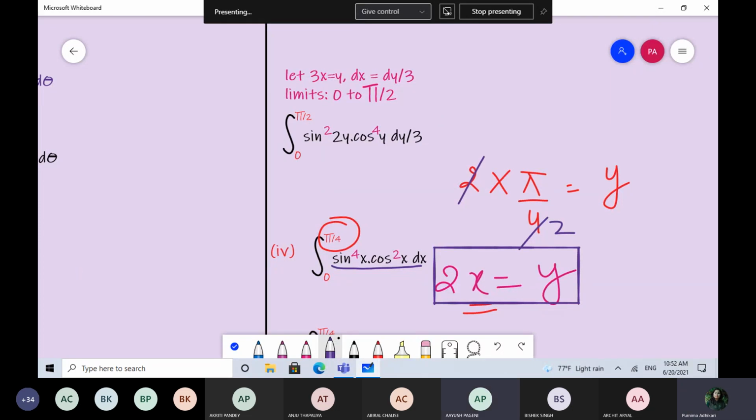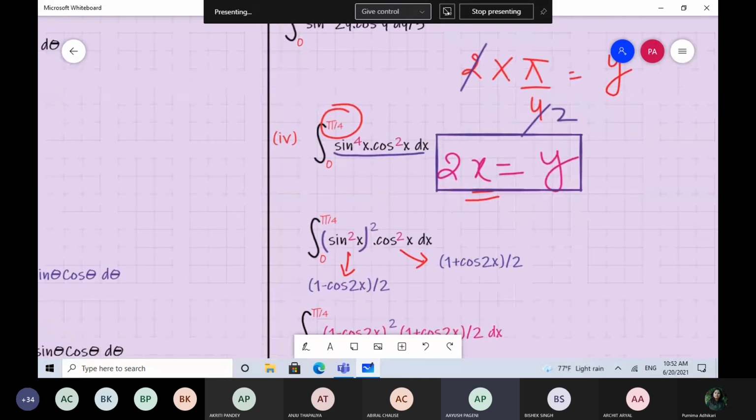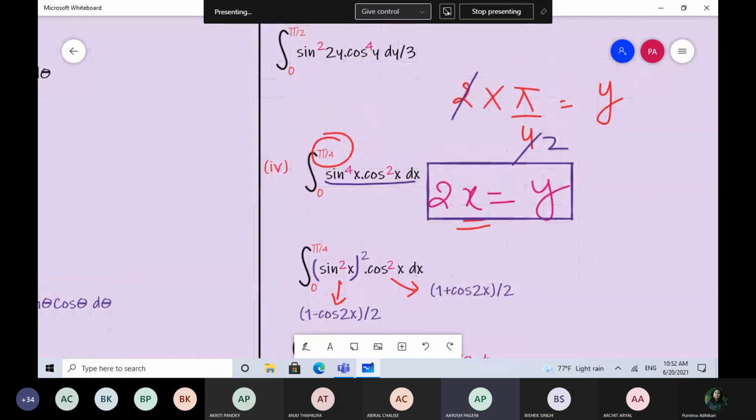Using the formula sin²x equals 1 minus cos 2x by 2. Can we do it this way? You see what changes I have made? Just go through it.